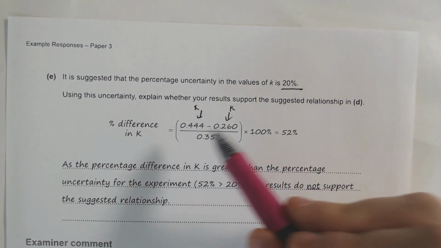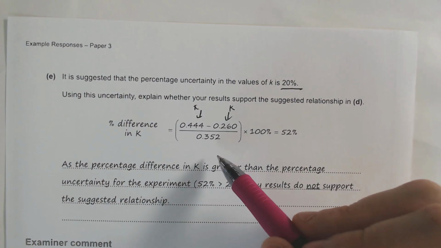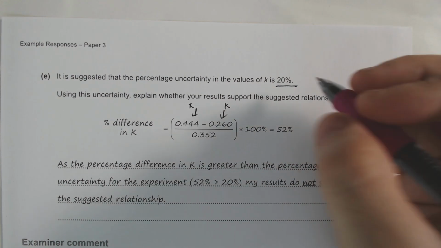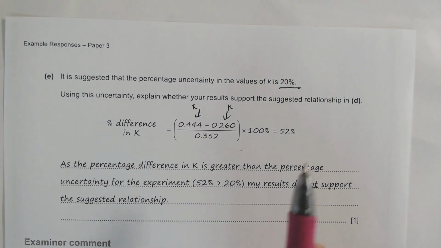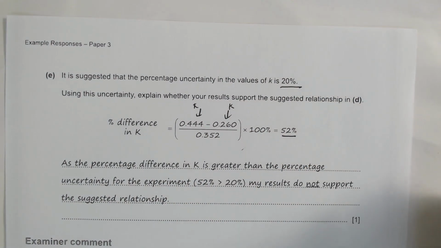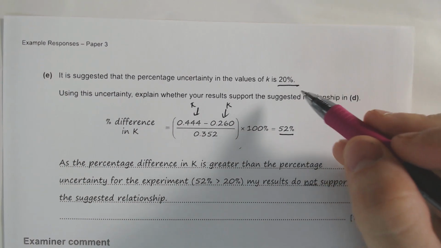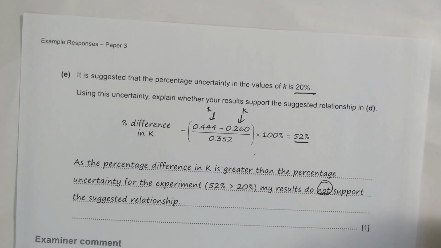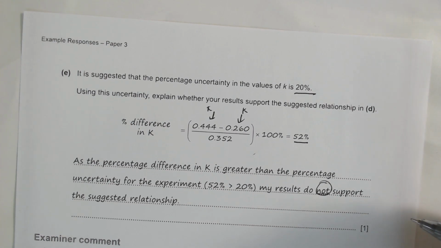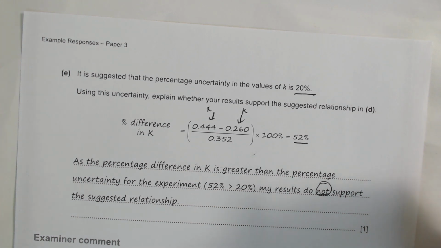And then you would subtract them and divide by the average and multiply by 100. If this number is greater than the value they tell you, 20%, then it's no, my value does not support that. If it is less than that value, then it's yes, my values do support that. Okay? That's all you have to do for that one.